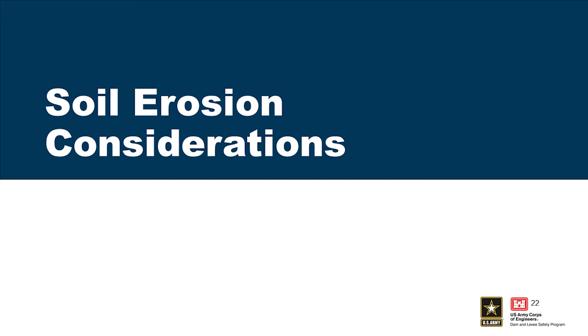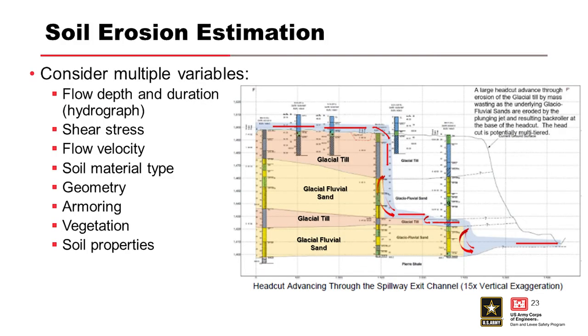Okay, let's discuss some soil erosion characteristics. There are multiple variables that play a role in determining if the erosion of soil will occur. First, just as with rock erosion, you need water. You need water to erode soil. If you don't have any water, you don't have any problem. If you don't have any water, then I don't know why we have a dam or a levee there in the first place, but I guess we can go and ask the people on the West Coast why we have so many dry dams out there. Eventually the water will come, right? So you need water, first of all. But then other variables, shear stress, flow velocity, material type, the geometry, armoring, vegetation, soil properties, all play a role in determining whether soil erosion is going to occur.